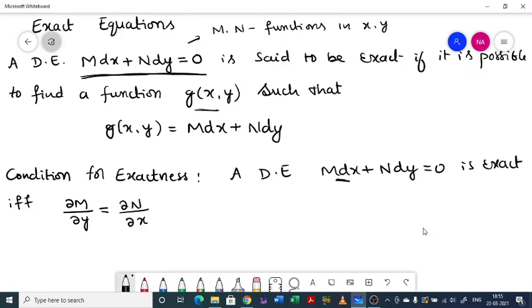So given a differential equation m dx plus n dy equal to 0, that will be exact if and only if the partial derivative of m with respect to y equal to the partial derivative of n with respect to x.